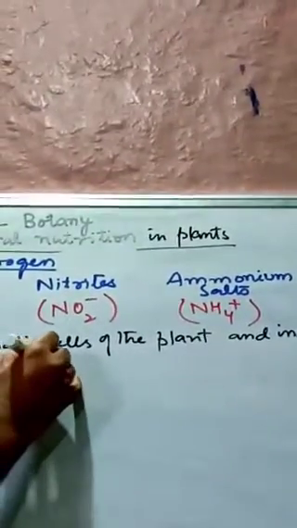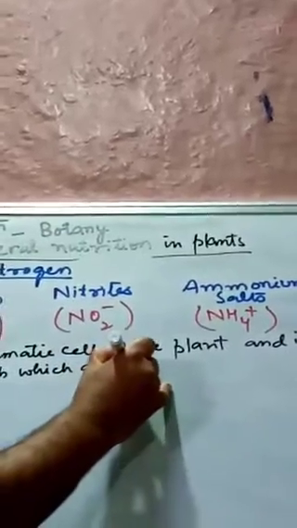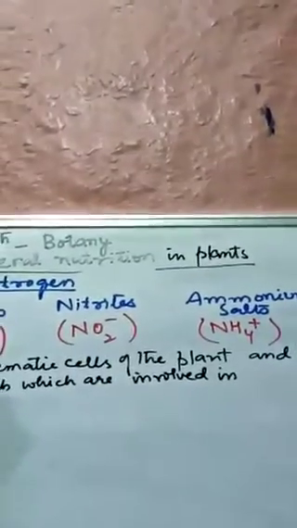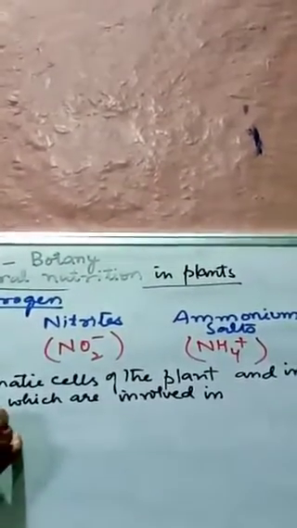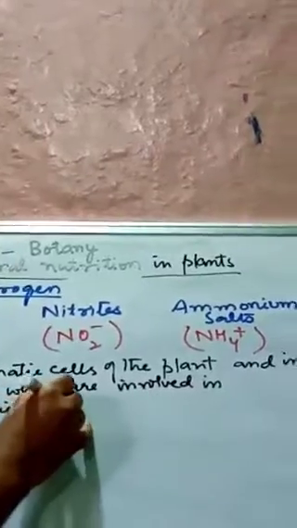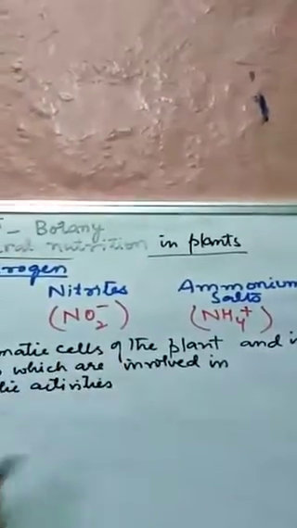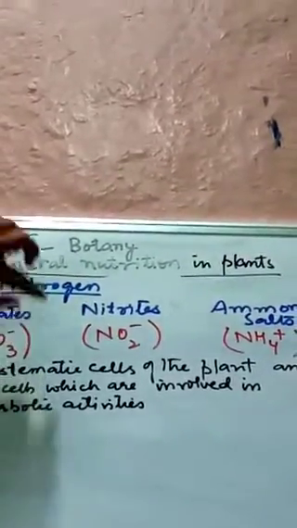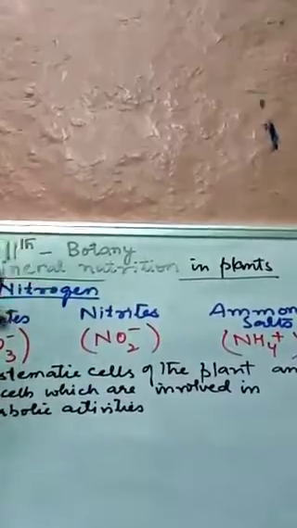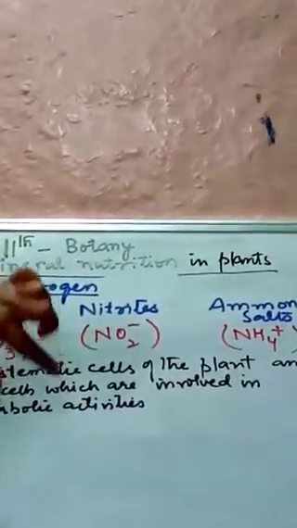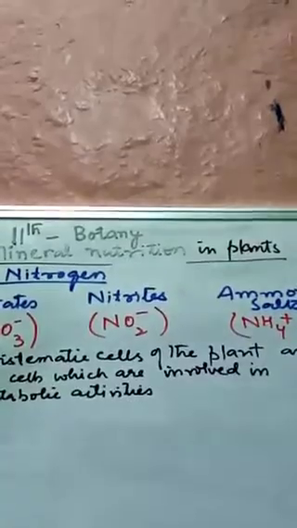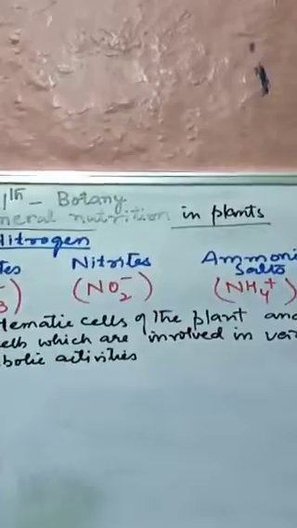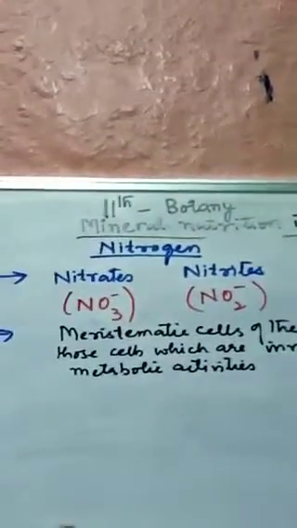which are involved in metabolic activities. So this nitrogen, ये कहाँ पर इसकी जरूरत होती है? In the meristematic cells, those cells which are always in a state of division. Second one, in those cells which are involved in various metabolic activities. This is second.